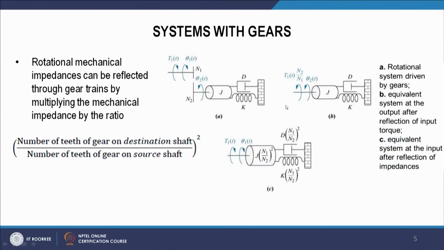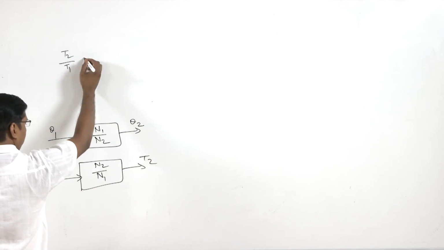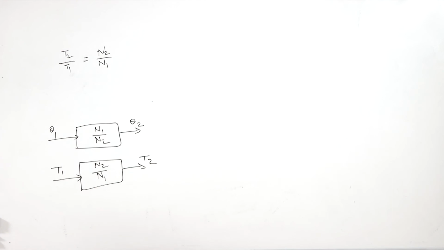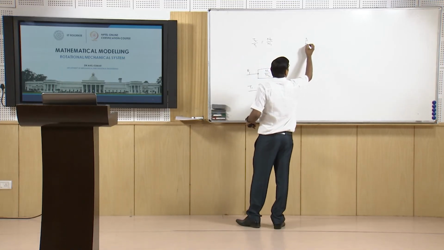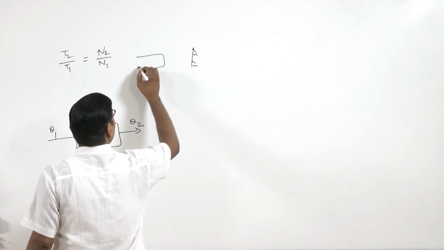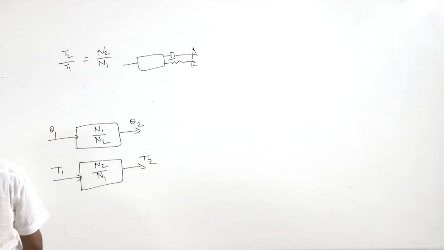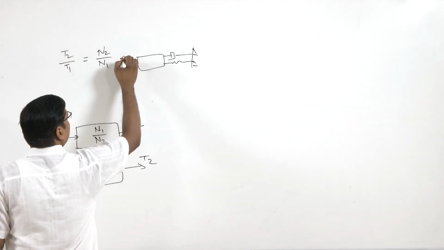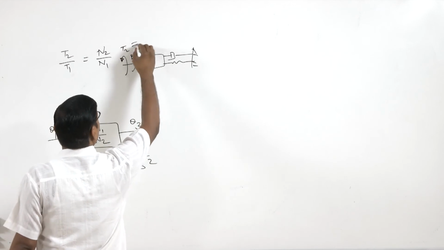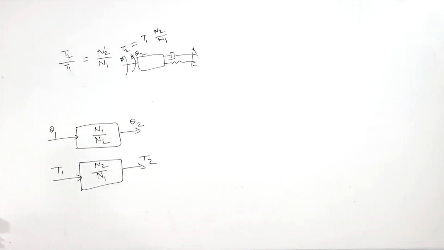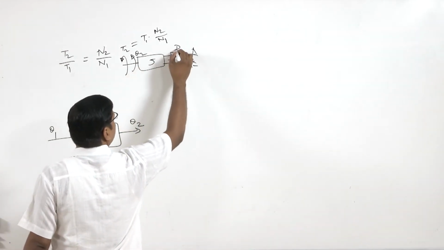So here we can express this system. Because we know that T2 by T1 equal to N2 by N1. So here we know that T2 by T1 equal to N2 by N1. So the torque can be represented here on this shaft, this T2 and theta 2. So T2 equal to T1 into N2 by N1, and this is J, this is D, this is K.